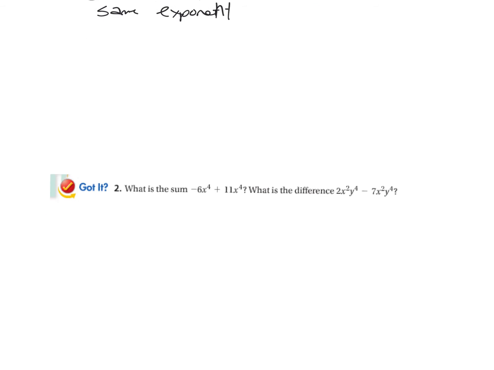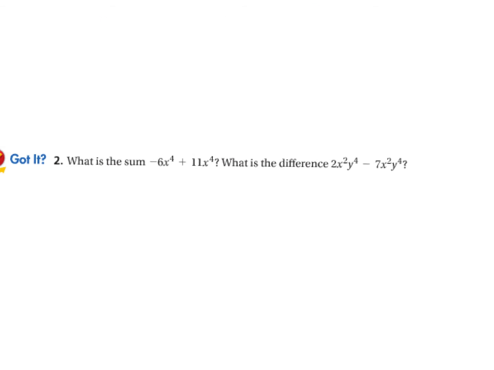Taking a look down here, we're going to add and subtract. In this first one, it wants the sum. I'm going to add negative 6x to the 4th plus 11x to the 4th. These guys are like terms, x to the 4th, x to the 4th. So all I'm going to do is add the coefficients. Negative 6 and 11 adds up to 5, and we keep x to the 4th.